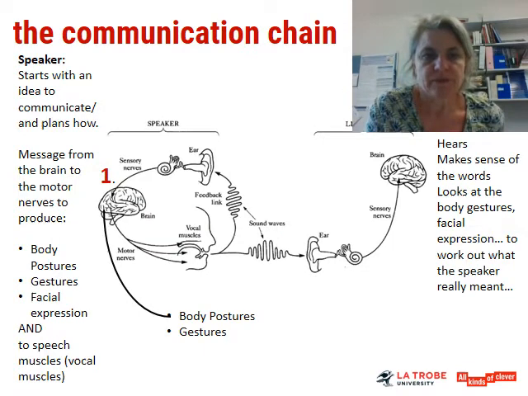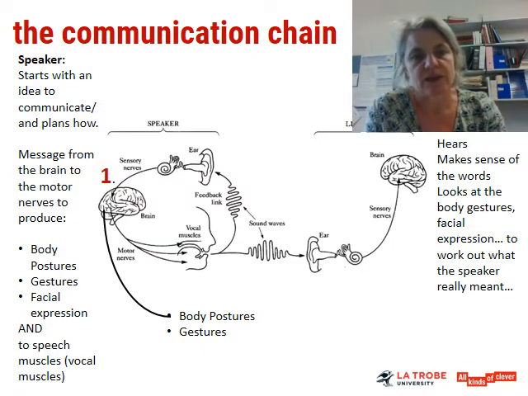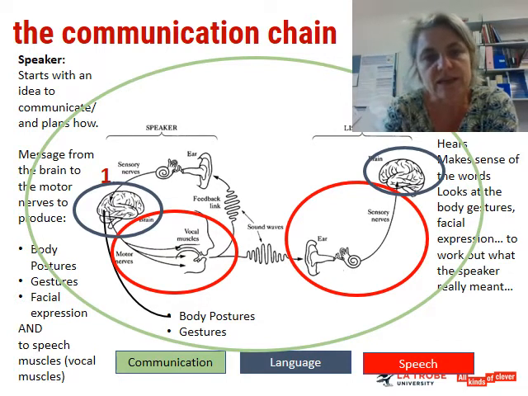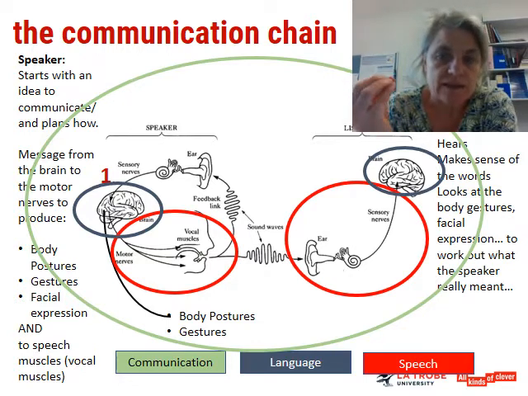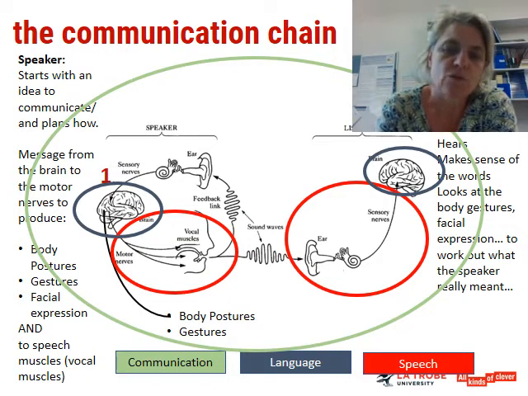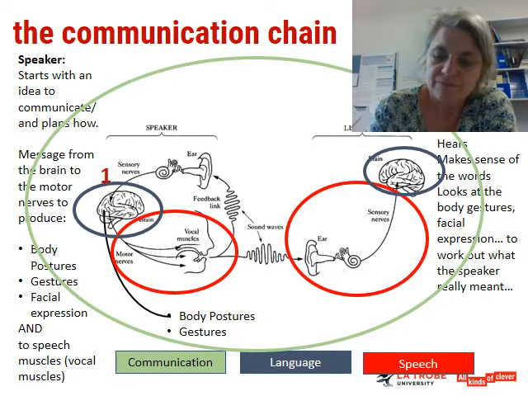Okay. Another way to think about this is the communication chain, and I understand that you've looked at this already. So just briefly, it's another way of thinking about it. Communication, if you look at that, is in the green. It covers everything, whereas language is just about what happens in your brain, understanding what someone means, planning your message and thinking of the words, whereas speech is about the actual motor production of speech sounds or the perception of speech sounds. Okay.